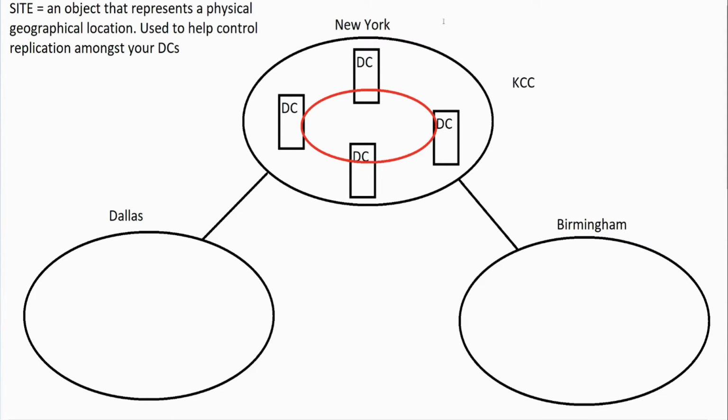By the way, this internal replication ring is called intrasite replication. Intrasite replication is the replication ring that happens within the site. Essentially, your domain controllers will replicate very quickly, within just a few seconds of something changing, usually within about 30 seconds.